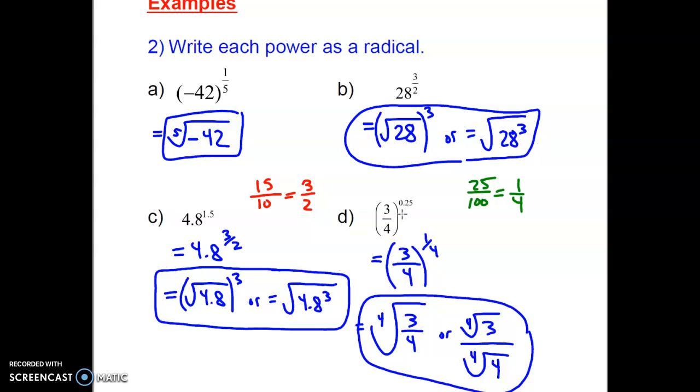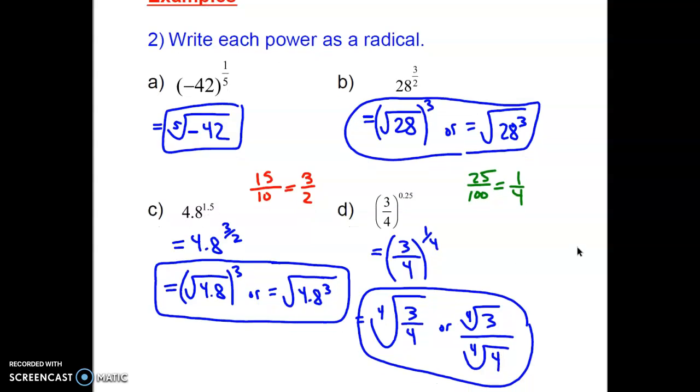Okay, how about this one? We have an exponent of 0.25, so that's going to become 25 over 100, right, because that's to the hundredths. So that equals a quarter, so 3 over 4 to the power of 1 over 4. So we're going to take the denominator, right? Take the 4 and put it as our index. So now we're taking the fourth root of 3 and the fourth root of 4. Okay?